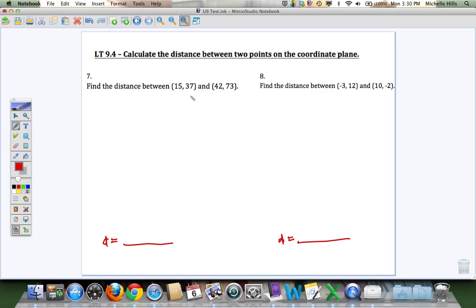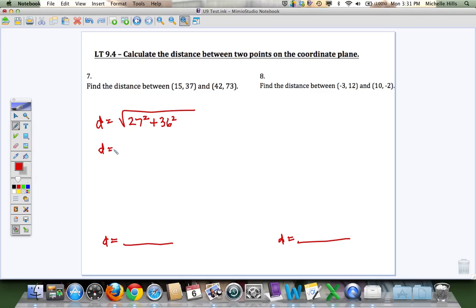So I'm finding the distance between these 2 points. Again, looking for a larger explanation, you should have just watched the review video to see why the calculation is this. So the distance is the square root of, well, the distance between 15 and 42 is 27. And then the distance between 37 and 73 is 36.